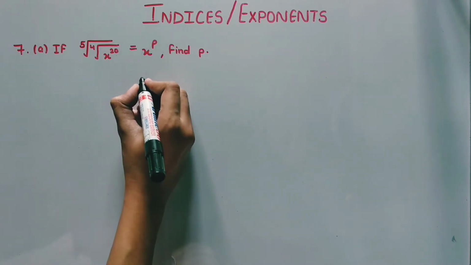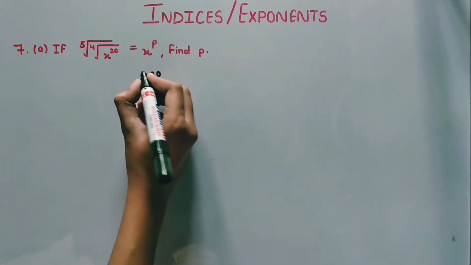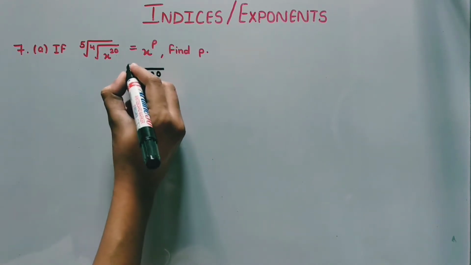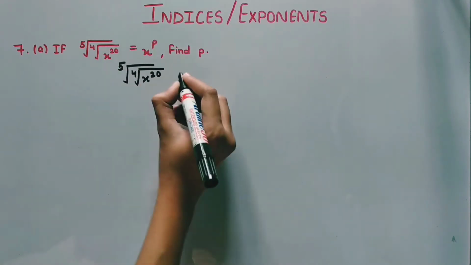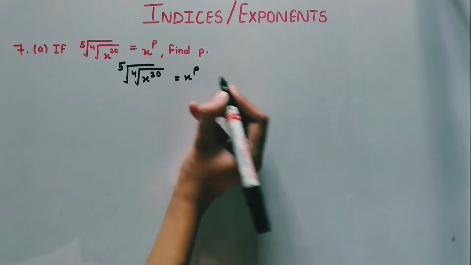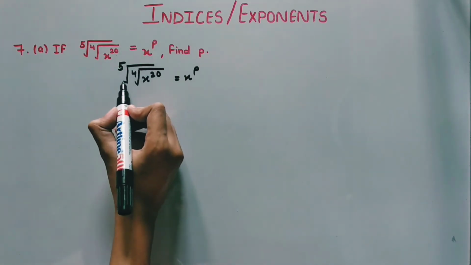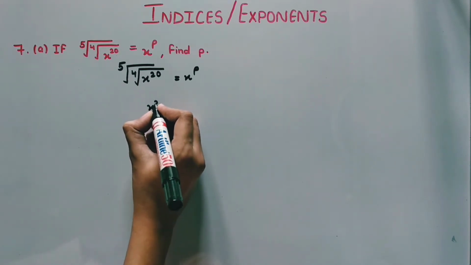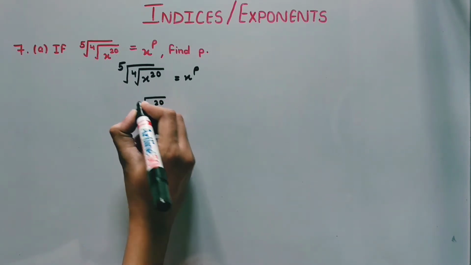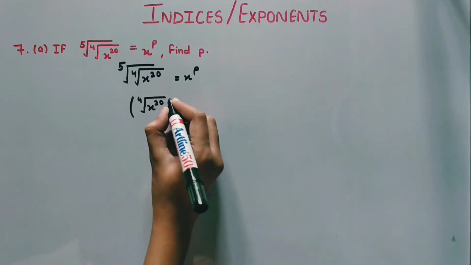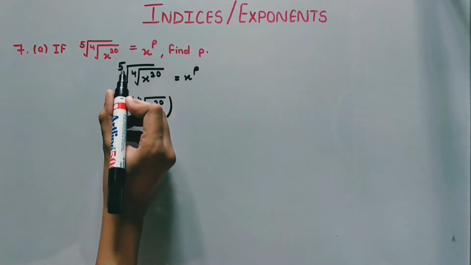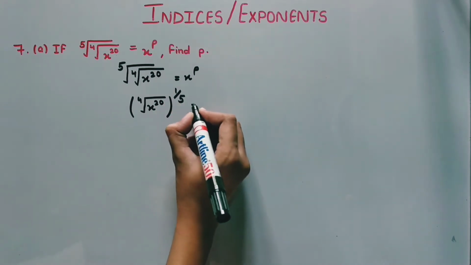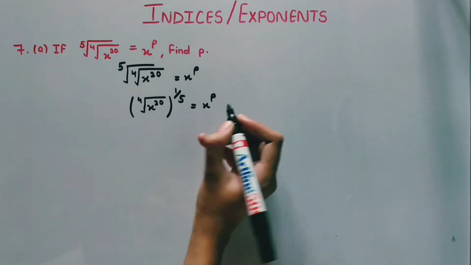First of all, what equation we have? x raised to power 20 under root 4 under root 5, that is equal to x raised to power p. Under root 5 can also be written in the form of power. So we will write x raised to power 20 under root 4, bracket power, under root 5 will be written in the form of power as 1 by 5, that is equal to x raised to power p.